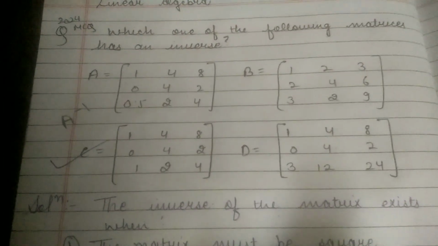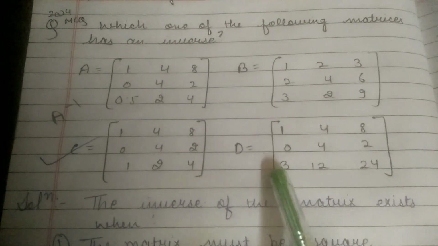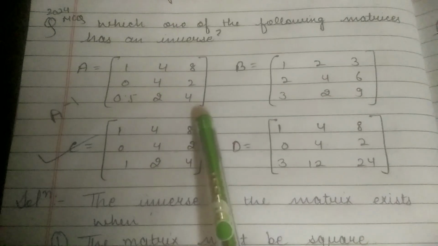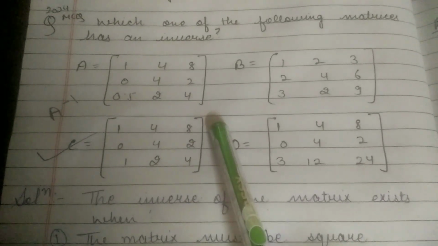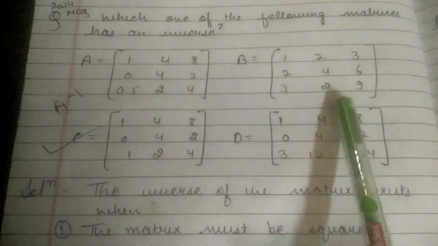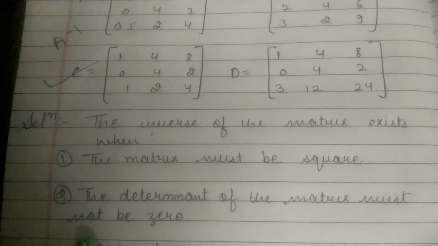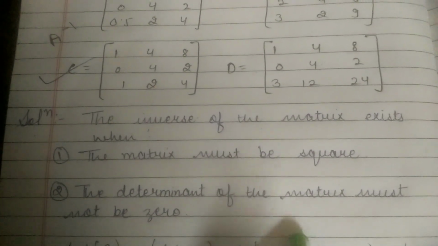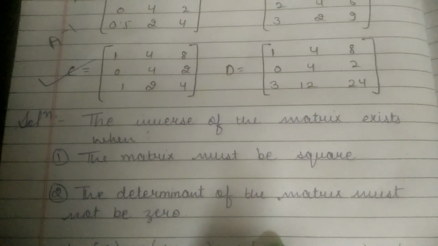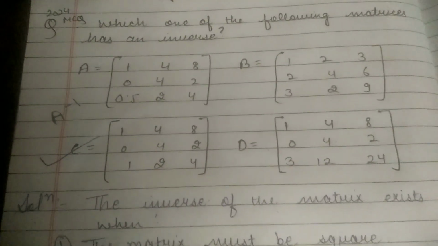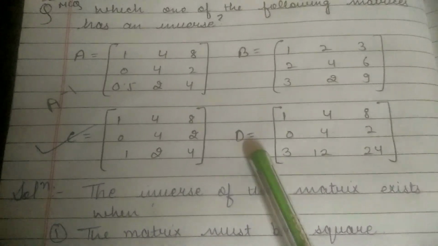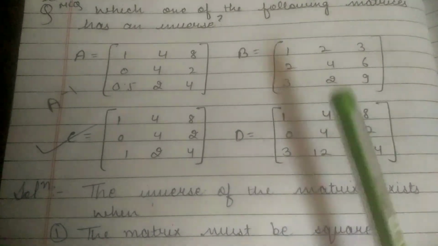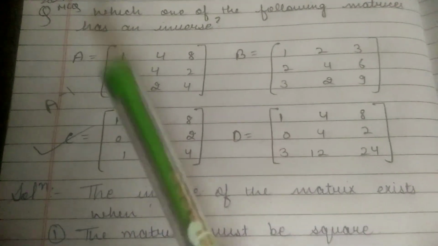So as you can see, all of these four matrices are square. These are 3 cross 3 matrices, so the number of rows equals the number of columns. So these are square. The second condition is the determinant of the matrix must not be 0. So now let's calculate the determinant of all of these four matrices and see whose determinant is not equal to 0. That will be our answer.